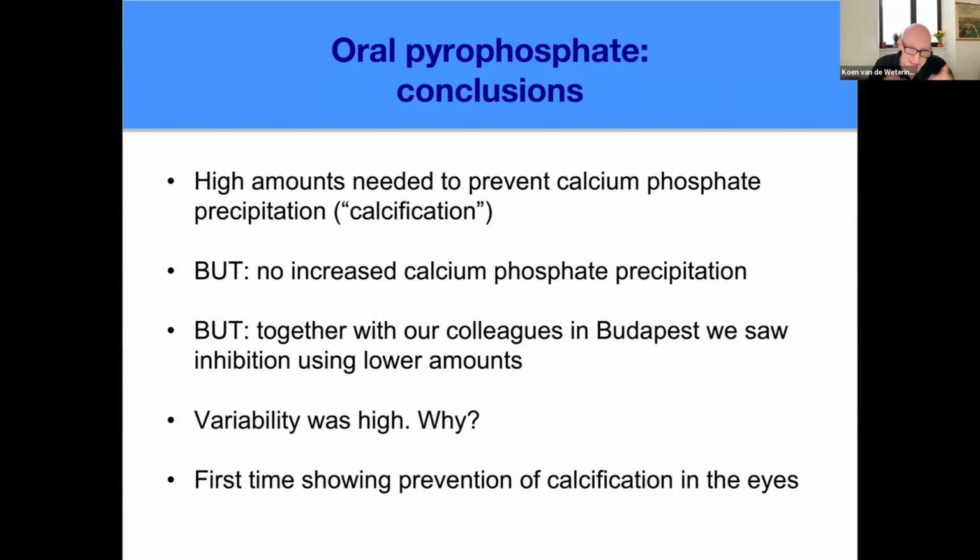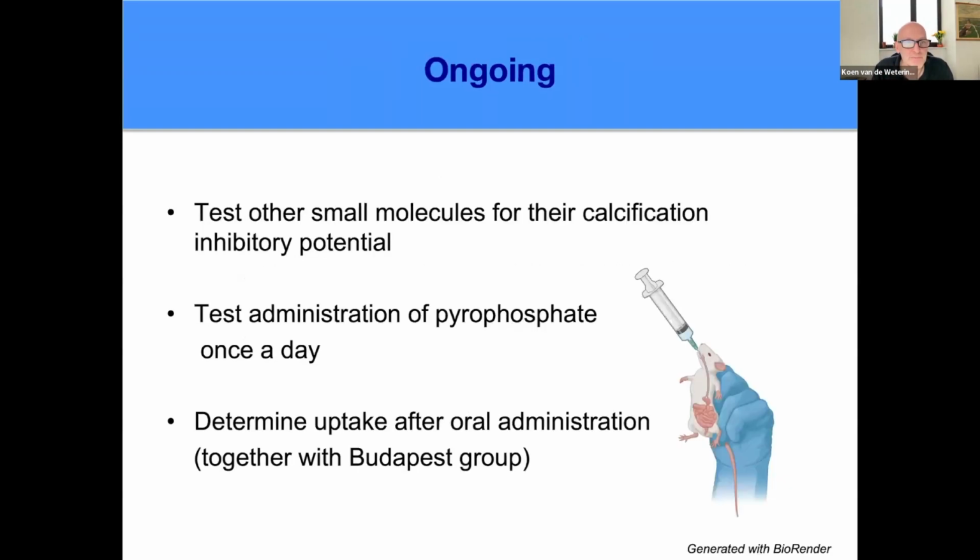And something that I liked, because I have always been told that PXEers fear most what's happening in their eyes, that we for the first time show that calcification in the eye can be prevented. At least I think we are the first. And that's something I think is exciting.